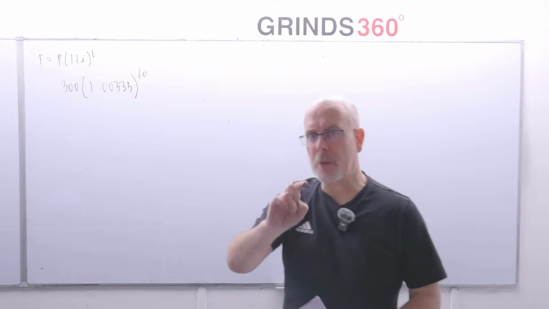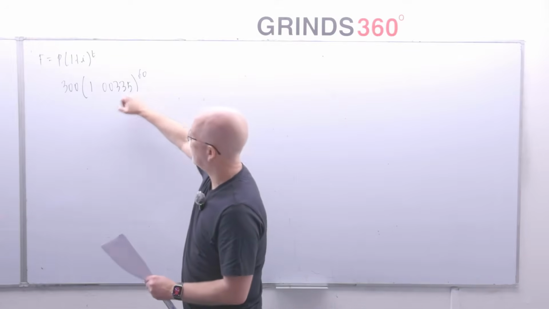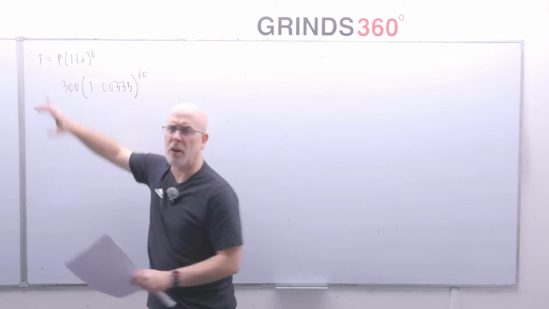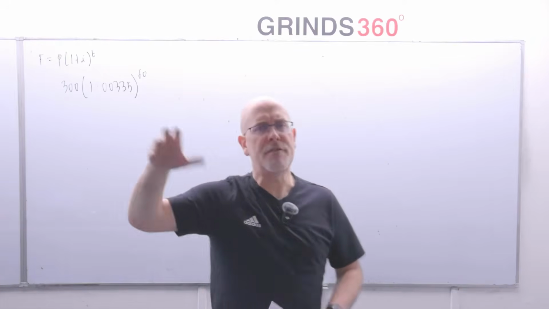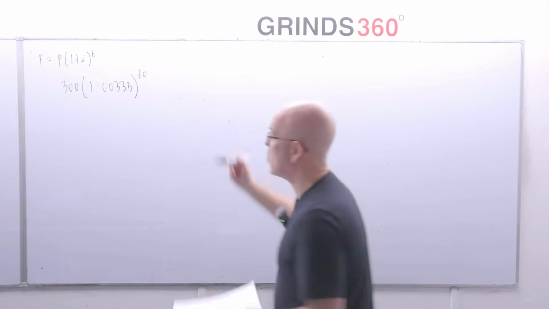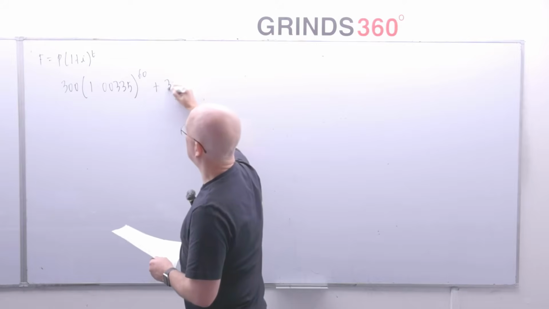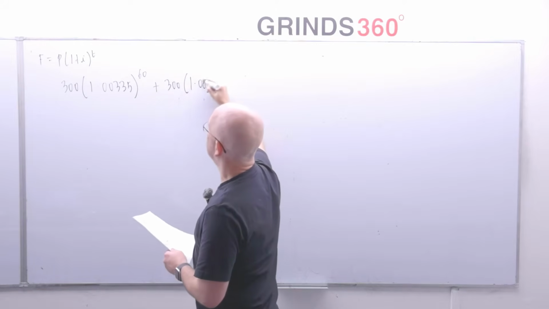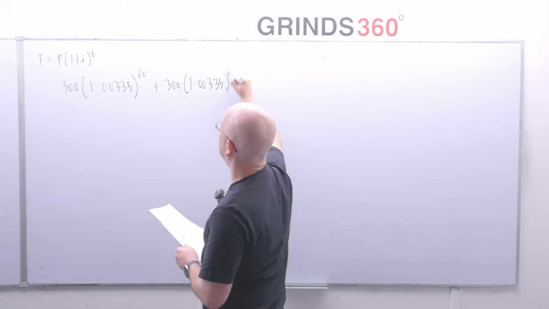Because if I get that first term right, it means I've got the interest rate right, I've got the time period right, I've picked the right formula. If I get that right, there's not very much can go wrong beyond that. Because what's the next one then? Well, the following month, remember, it's going to be 300 times 1.00335 to the power of 59.